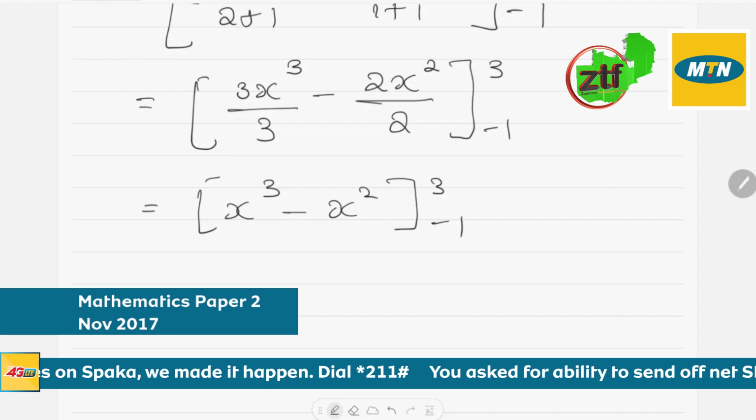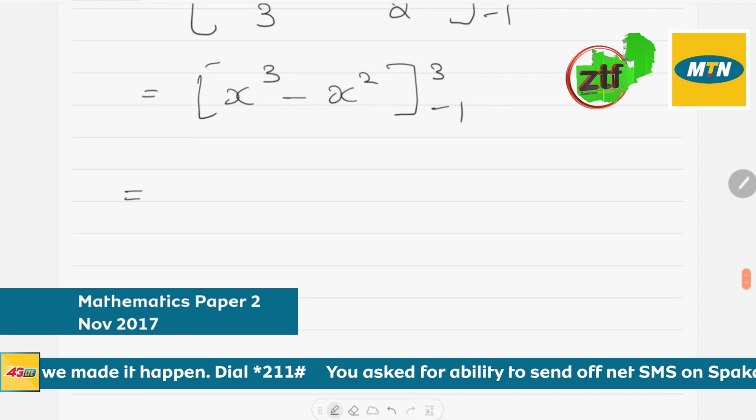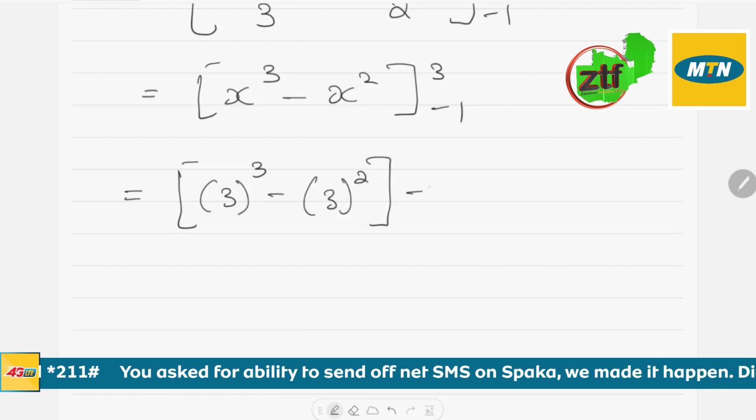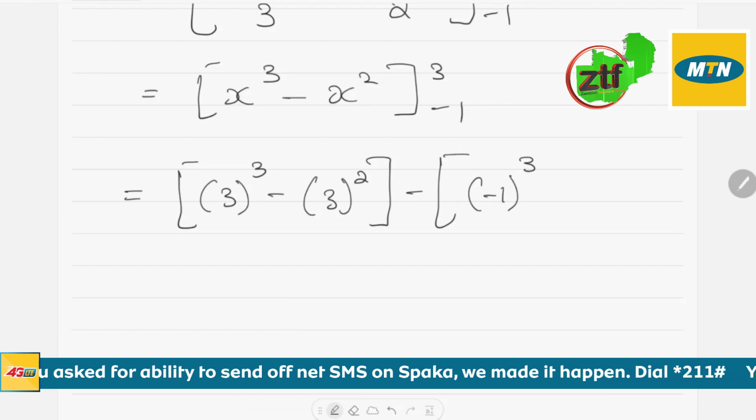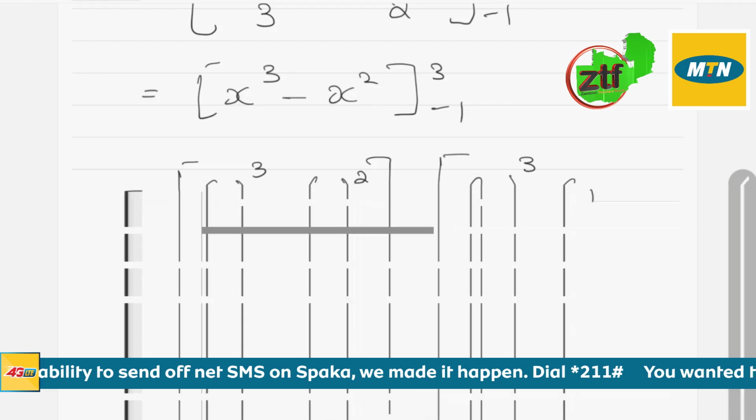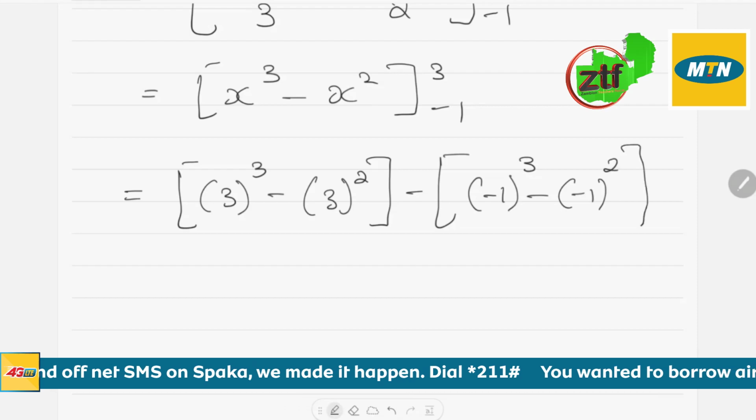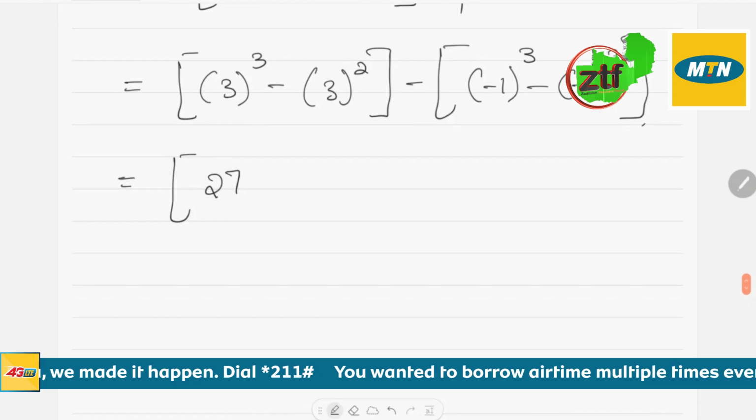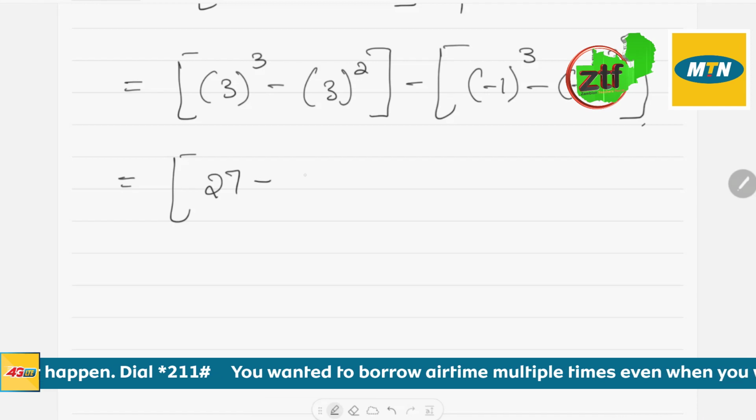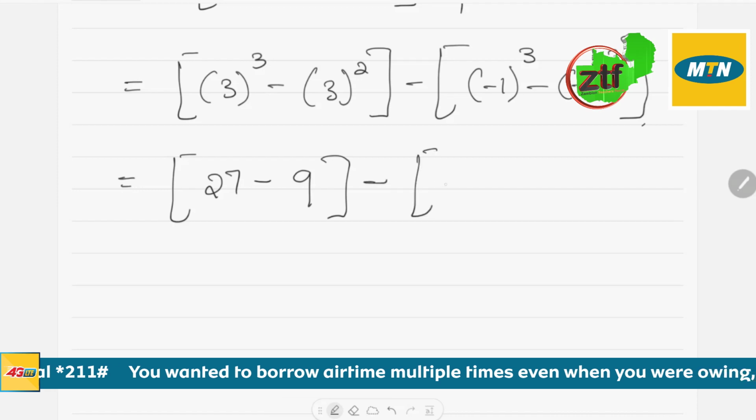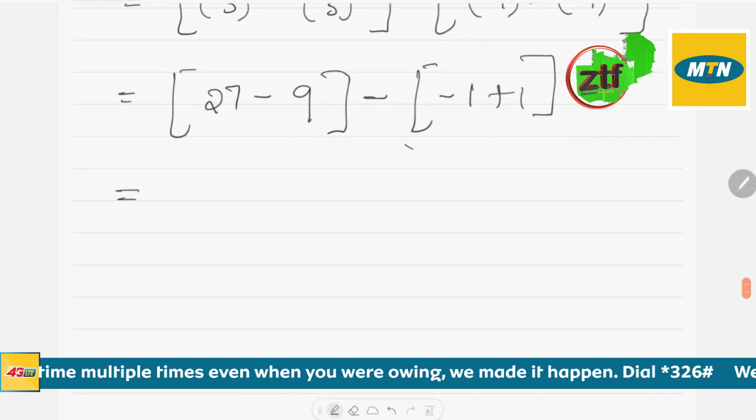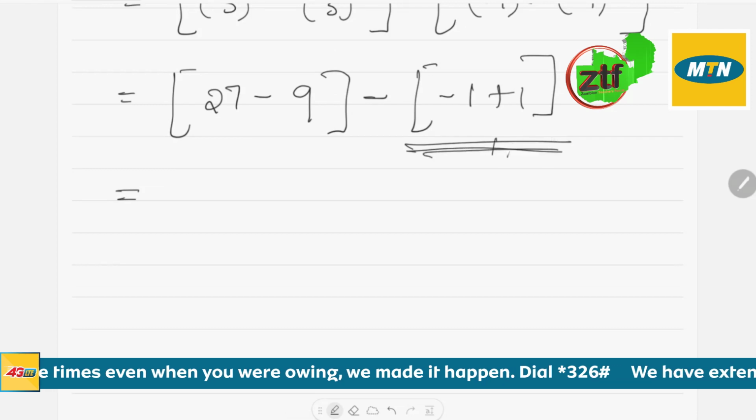All right. Then this means that we have 3 raised to the power 3 minus 3 raised to the power 2, then minus negative 1 raised to the power positive 3, then minus negative 1 raised to the power 2. So 3 raised to the power 3, we get 27. We are multiplying 3 times by itself, we get 27. Then 3 raised to the power 2, we get 9. Then negative 1 raised to the power 3, we get negative 1. Then negative 1 raised to the power 2 is positive 1, and minus times negative 1 we get positive 1. This term will become 0 because minus 1 plus 1 is equal to 0.